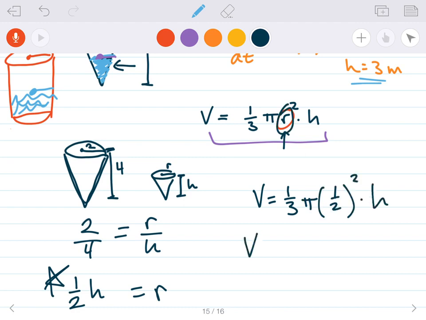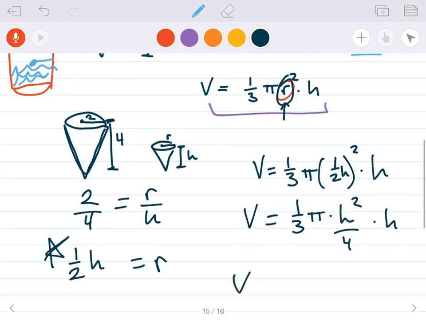And I'm going to simplify this before I differentiate. Oh, I forgot my H. So this is going to be pi, and then we get times H squared over 4 times H. Simplifying this, we get V equals pi over 12 H to the third. All right. Now this looks better because we don't have R to worry about. Remember, R is not constant, so it's not as easy as a cylinder problem.